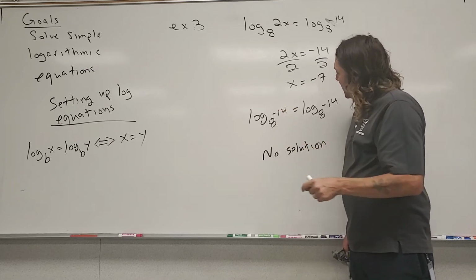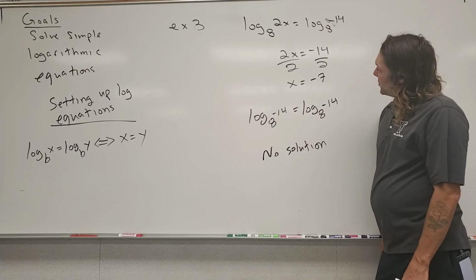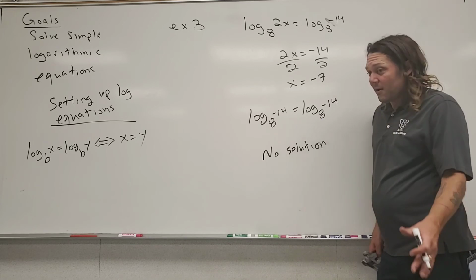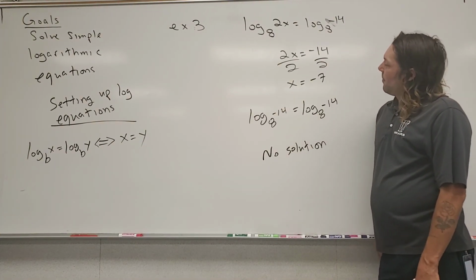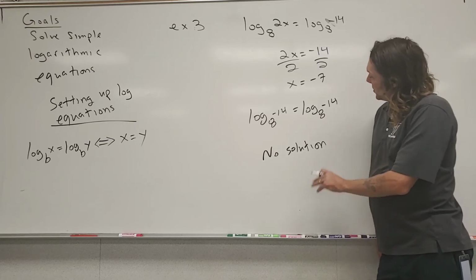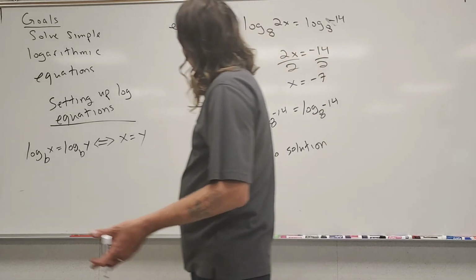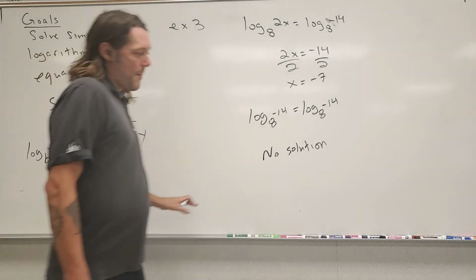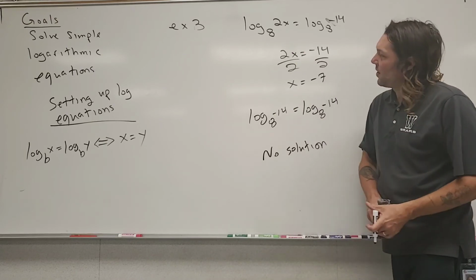There's no power that you can put on 8 that would change it from a positive number into a negative number. And so it's actually going to be important that we do take a second and check through the answers, because a couple problems, maybe one, maybe two, maybe all, probably not all, on the homework will have the situation arise where there is no solution. So again, I just wanted to solve simple logarithmic equations. We set up the log equations by using this simple rule. And again, just be aware of the no solution situation.